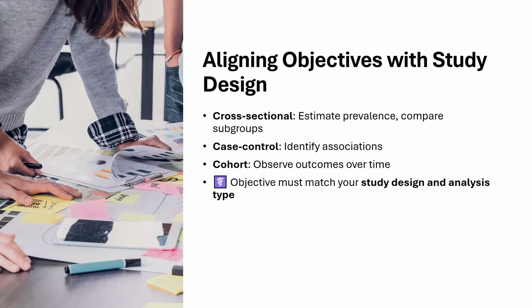If you are working on a cross-sectional research design, you have to estimate the prevalence and compare the subgroups. If you are working on a case control study, you have to study the associations, and in a cohort study, you have to observe the outcome over time. The objective must match your study design and the analysis type. If the objective does not match your study design and analysis type, then it will not be a good objective.